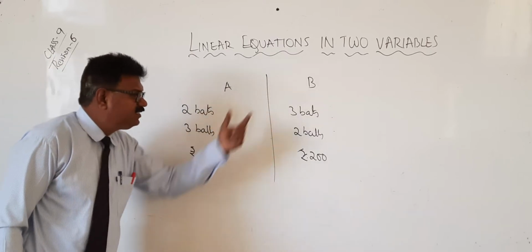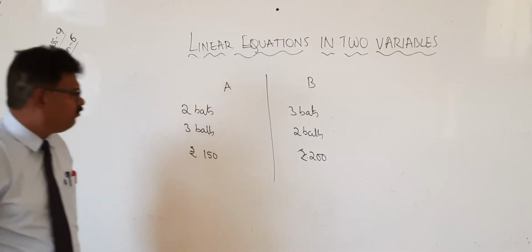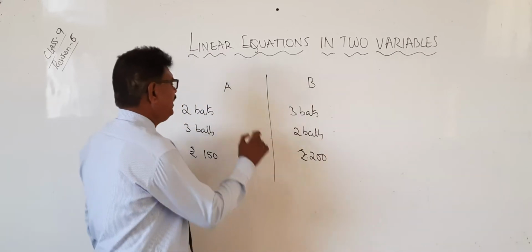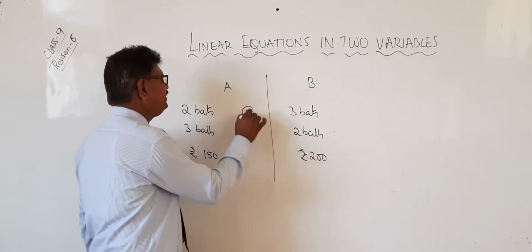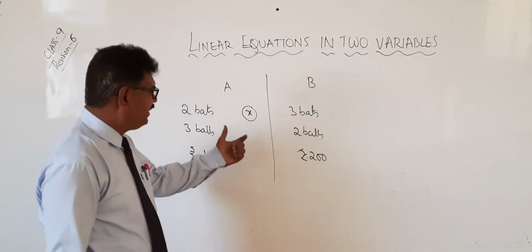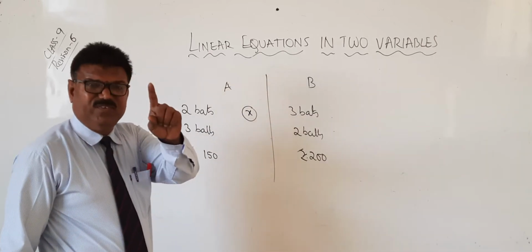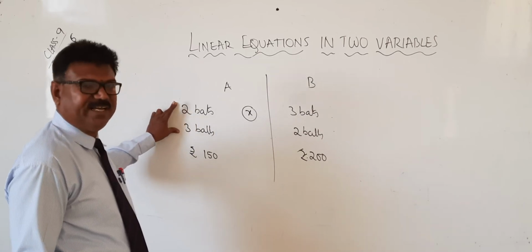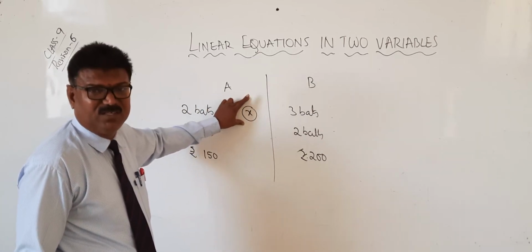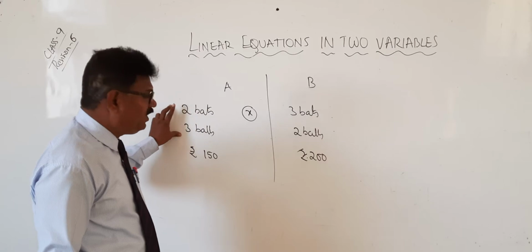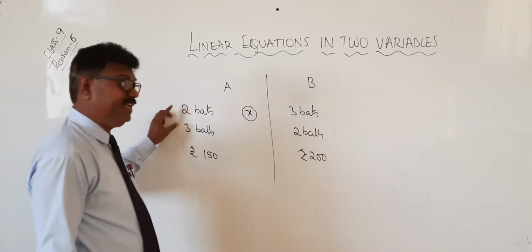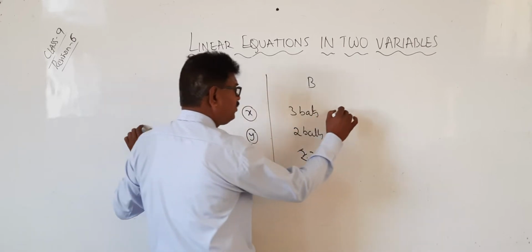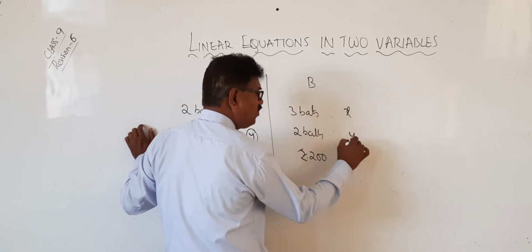How to represent this algebraically? Very, very important. But we have only one variable, x or y, any one only. Here two things are there but variable only one. To do this we are taking one more variable, that is y. Here also x and y.